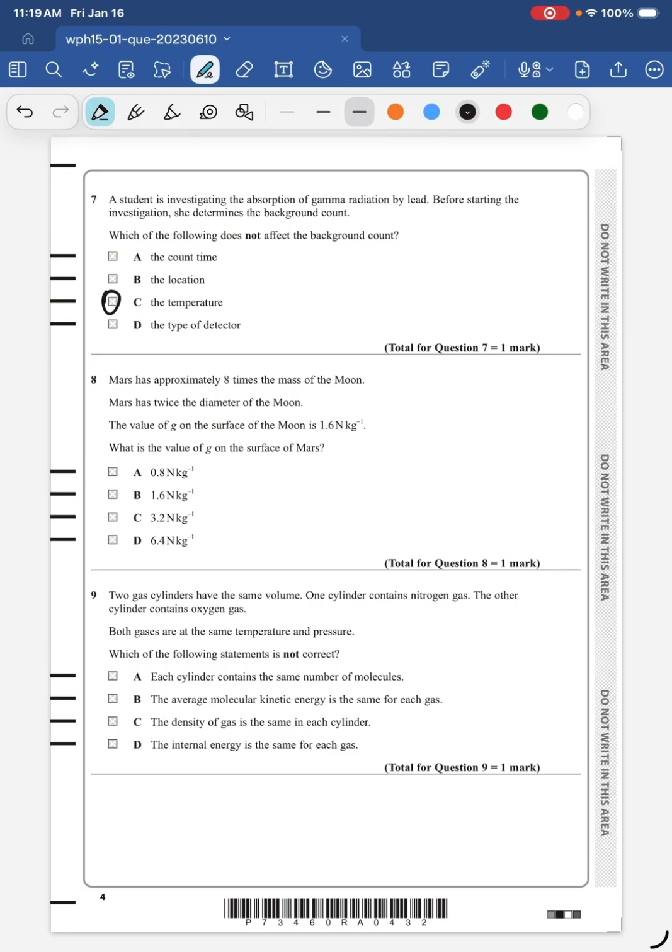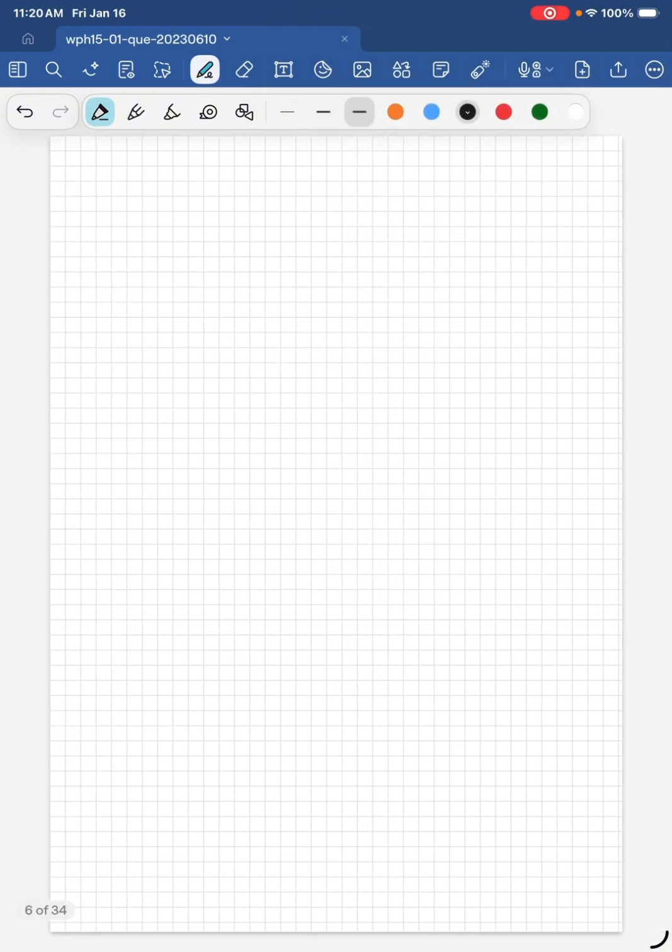Mars has approximately 8 times the mass of the Moon. Mars has twice the diameter of the Moon. The value of G on the surface of the Moon is 1.6 newtons per kilogram. What is the value of G on the surface of Mars? Let me move to a clean page.